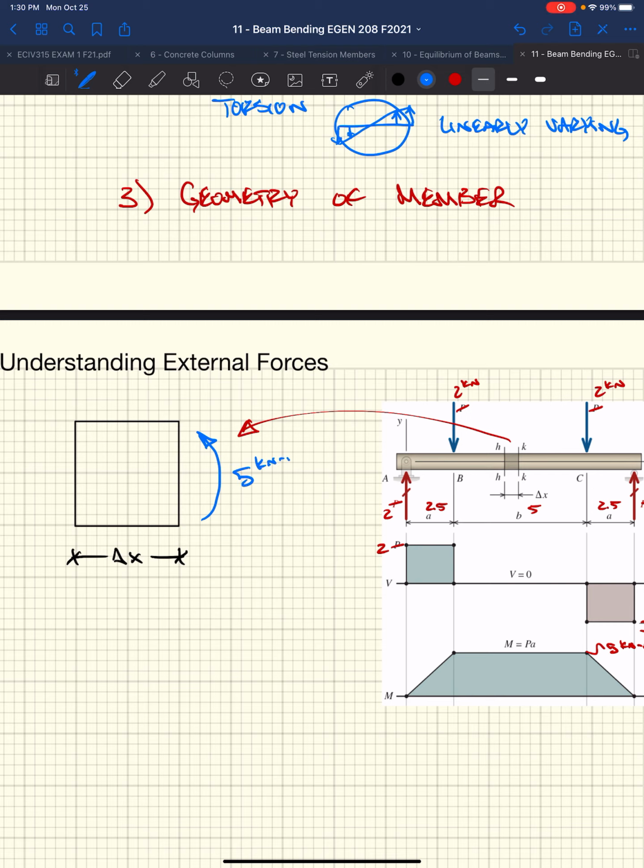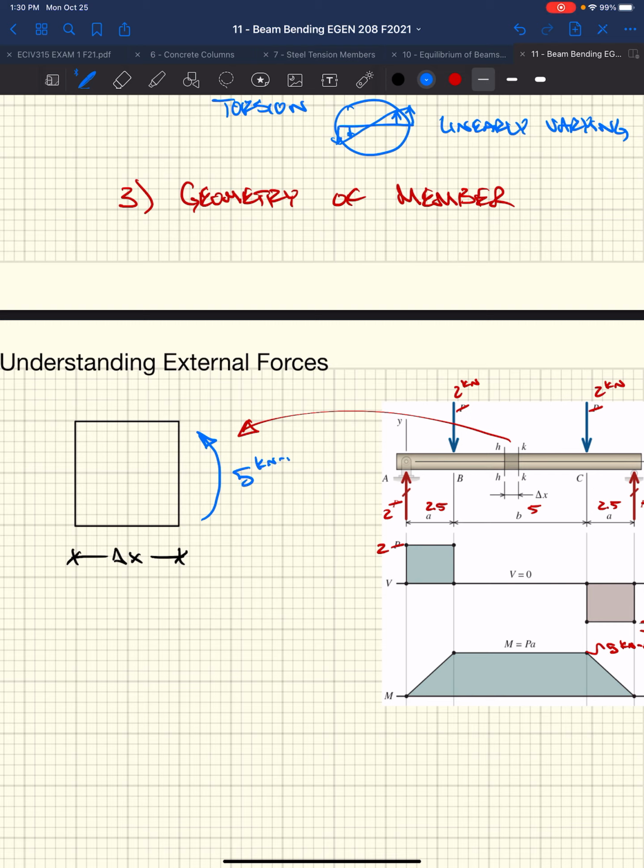Similar behavior here. So we end up with these forces: a force in compression and a force in tension, equal and opposite. And they create a couple about what we call the neutral axis. This is where our normal stress equals 0.